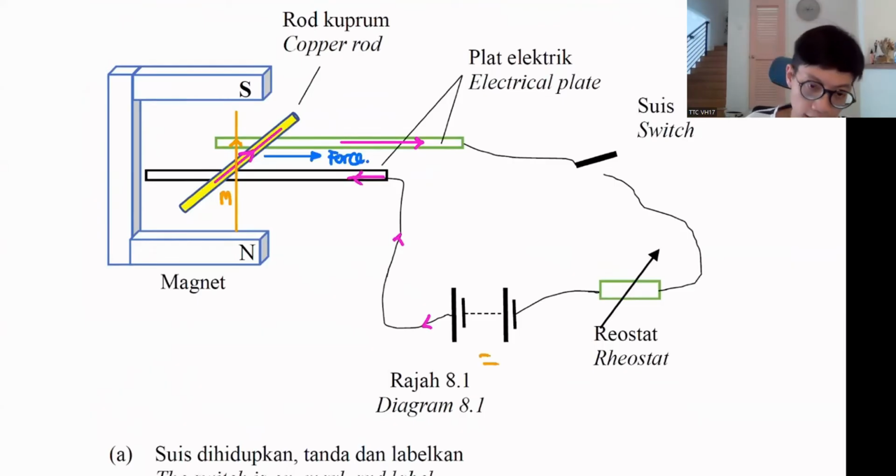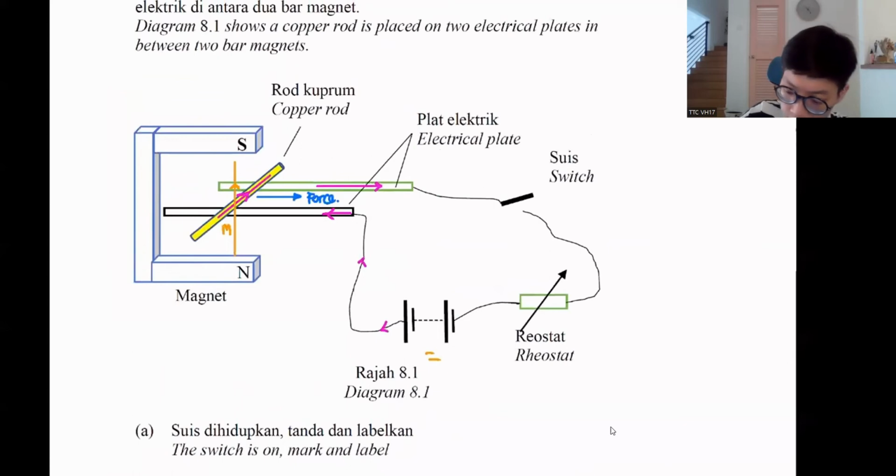Now next, explain how the force is produced. Explain how the force is produced. Anybody?